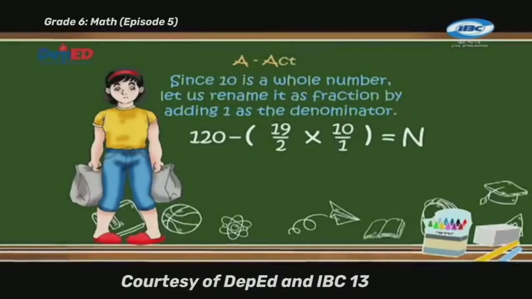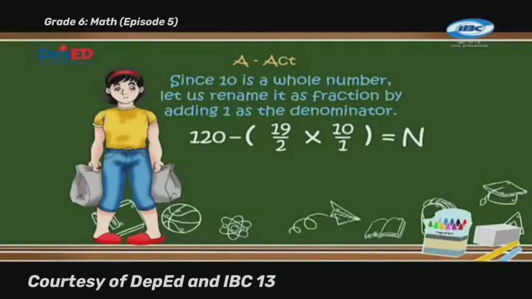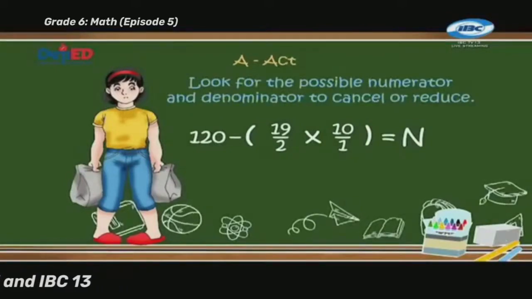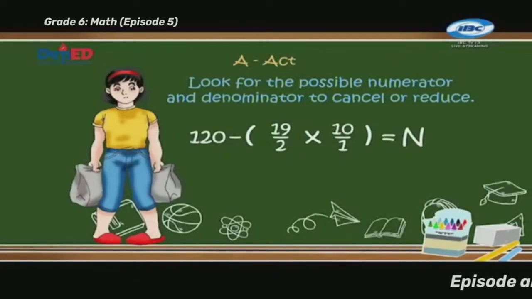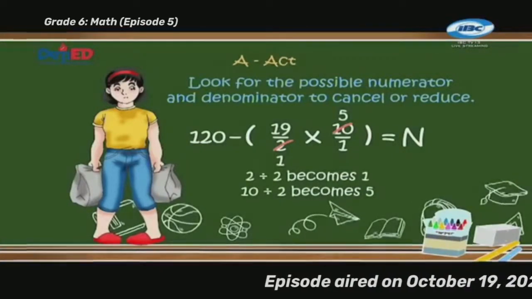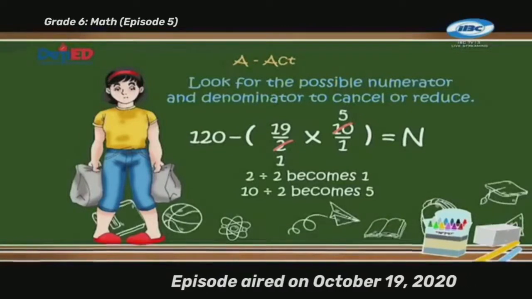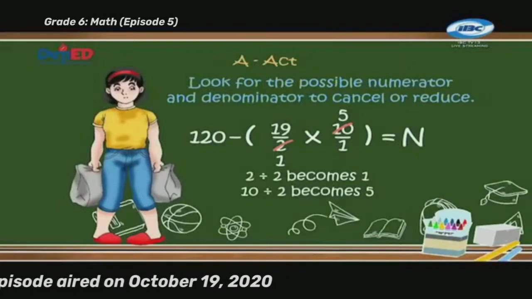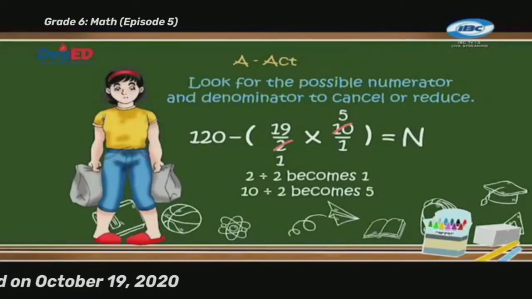Next, multiply 19 halves by 10 over 1. By using the cancellation method, look for the possible numerator and denominator to cancel or reduce. Is there a pair of numerator and denominator with greatest common factor or GCF other than 1? Yes, we have 2 and 10 with their GCF 2. Cancel or reduce 2 and 10 by dividing by their GCF 2. 2 divided by 2 becomes 1. 10 divided by 2 becomes 5.